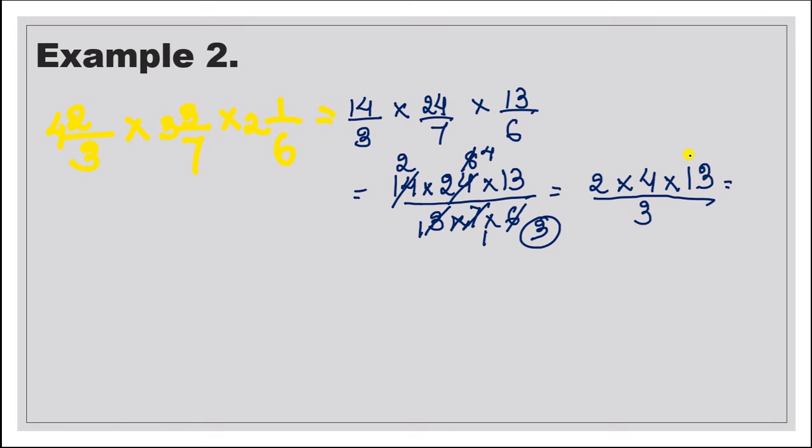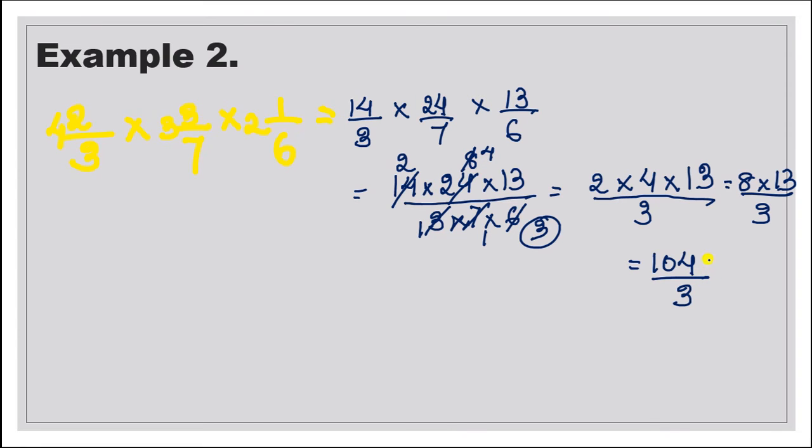And now what we need to do is multiply 8 into 13 by 3. 8 into 13 by 3 gives us what? It gives us 104 by 3, right? Now you see this can be converted to a mixed fraction.